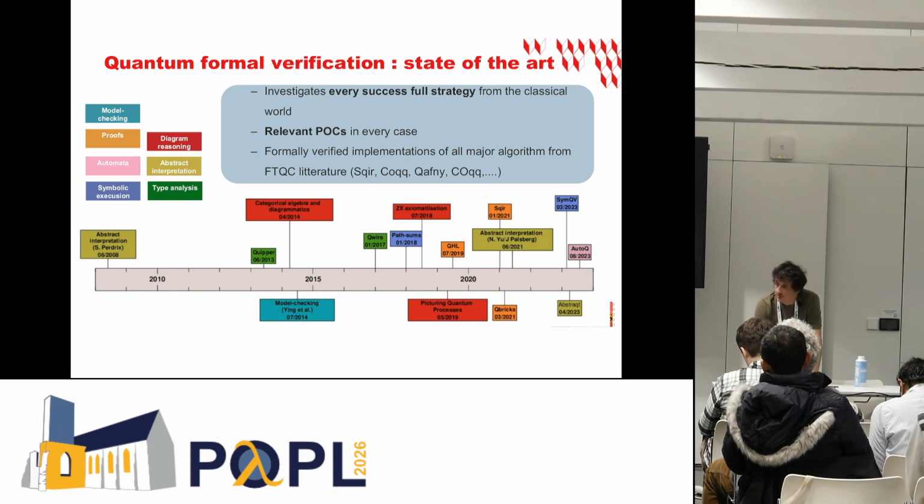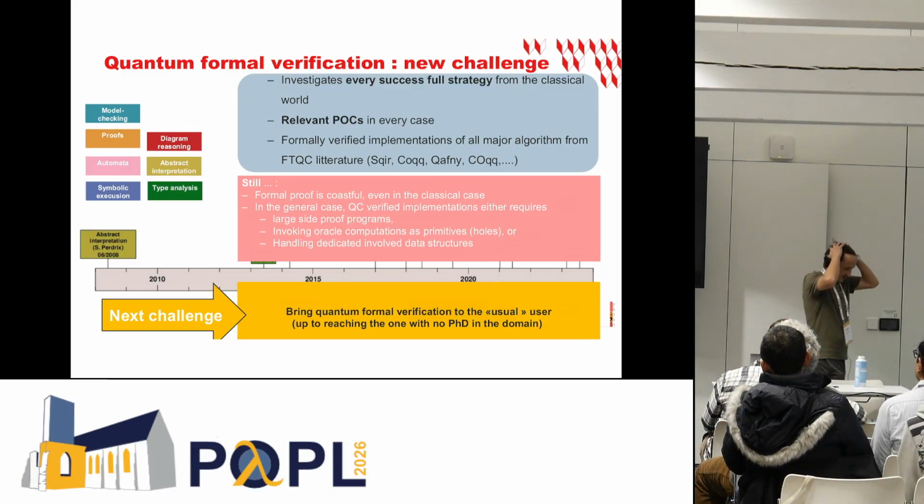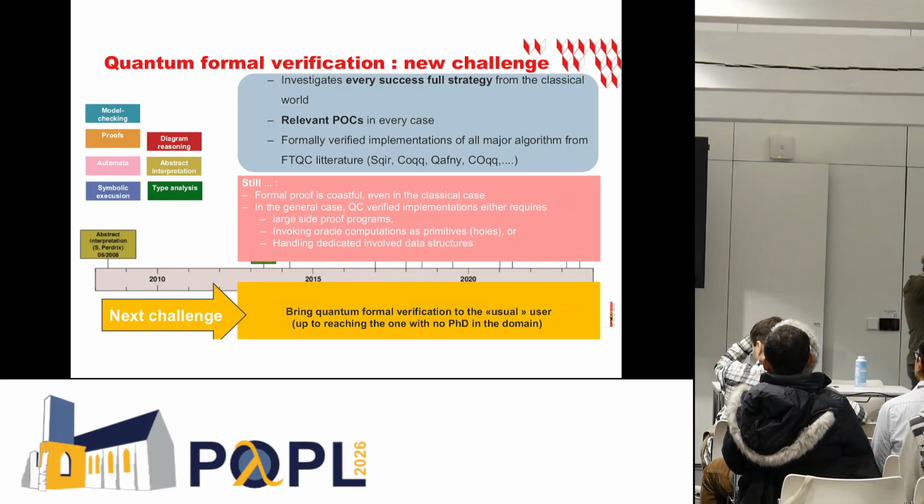So the conclusion of this period is that basically quantum formal verification exists and it is able to do things. Now, maybe a major difficulty is that even in the classical case, using formal verification is costly, and in many cases it is completely dissuasive for the user.